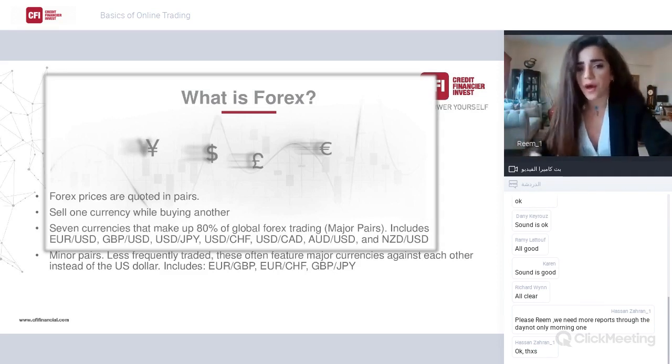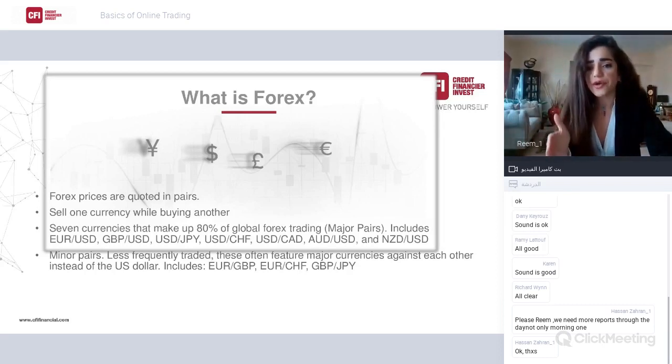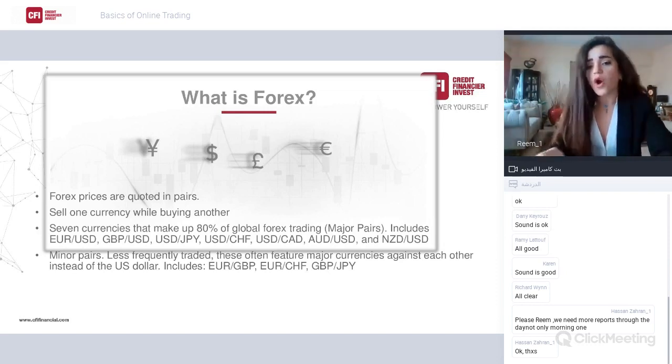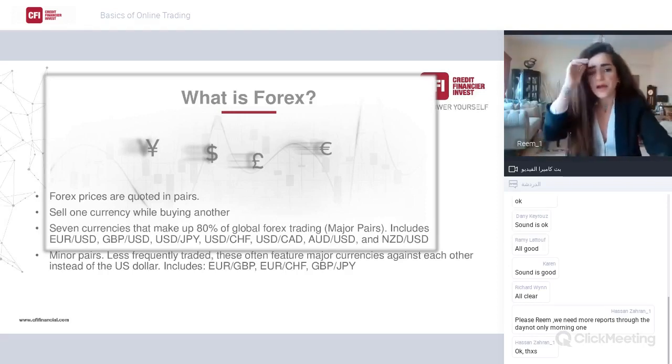I'll go on with defining what the Forex market is. As I said, it's a foreign exchange market where you deal with currencies and they always come in pairs. You buy one, you sell the one that's opposite in this pair. You sell the first, you buy the other. So it always comes in pairs.